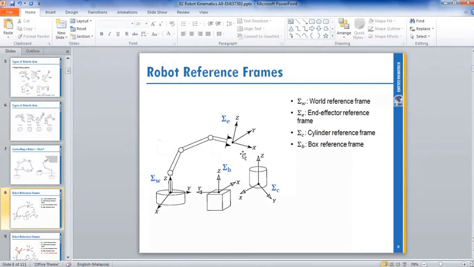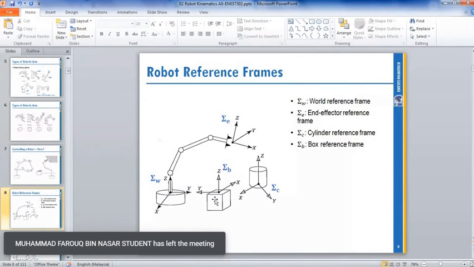This includes your orientation because you have a frame at your gripper, and also a frame at your cylinder. Maybe this is your part, your component that you need to pick up. And this box is also a component to be picked up. So this is the frame. We must know the orientation or the frame of the object. Then we can calculate our gripper position and orientation to pick up this component.